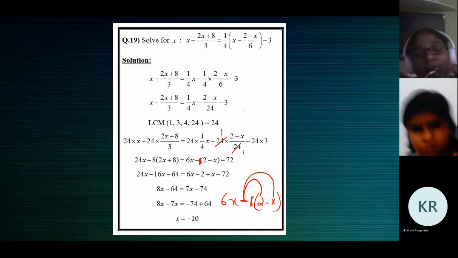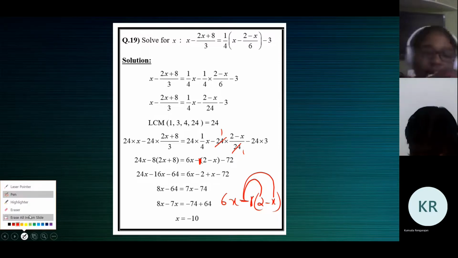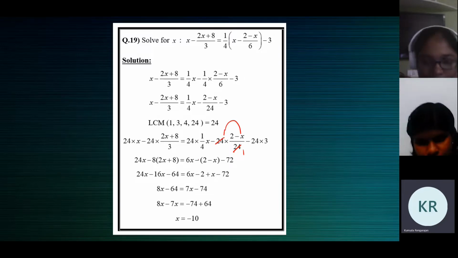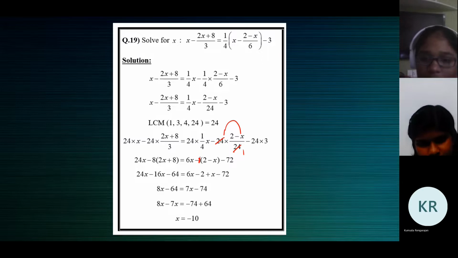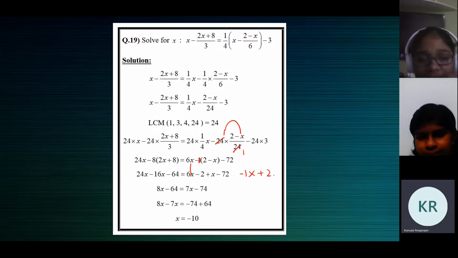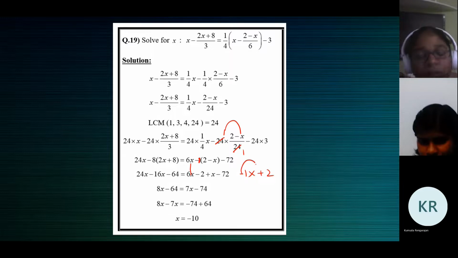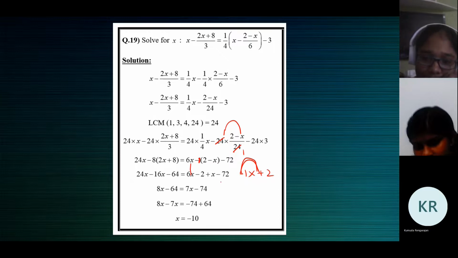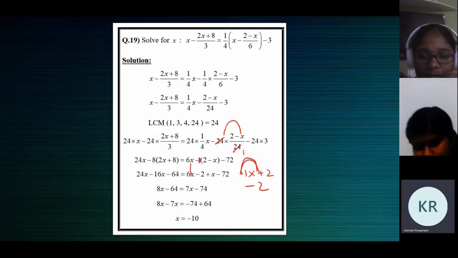Okay, ma'am. That means minus 1 into 2. Correct. See, let's treat it as 1 here. So it is 1 into 2 minus x. So 6x will come as it is. Okay. Minus 1 into? 2, ma'am. That means plus 2. Yes, ma'am. What is minus 1 into plus 2? What is minus into plus? Minus 2. Okay. That's what you see here.